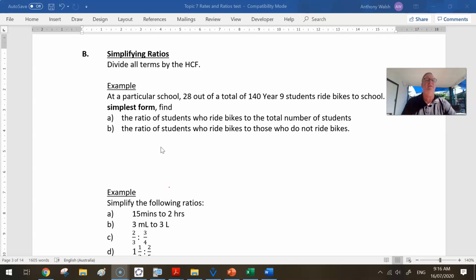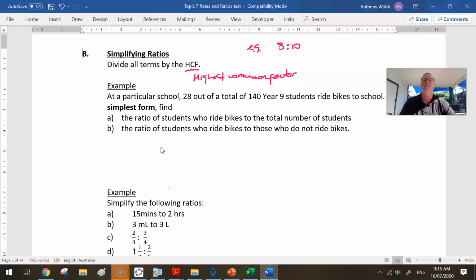Now it says here at the top, divide all terms by the HCF. Well, what does that mean? HCF is the highest common, and what do you think the F is for? Factor. Which means that if, for example, like we were doing yesterday, I had a ratio of 8 as to 10, 8 as to 10 is not in its simplest form because there's a number that can also divide into 8 and 10 at the same time. What is it? It's 2, that's right.